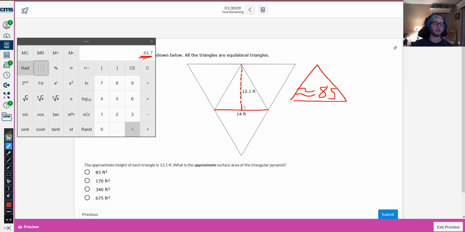Remember, there's more than one of them. There are going to be 4 triangles that are exactly like that. So, what we have to do is do 85 times 4, and we get our answer 340, which is this one right here. And that's going to do it.